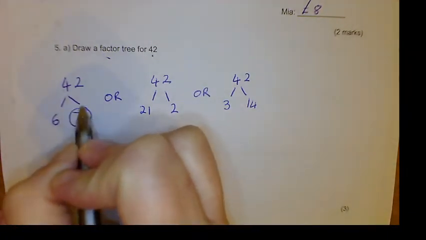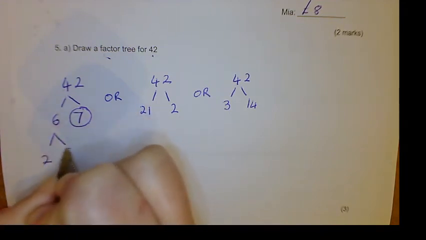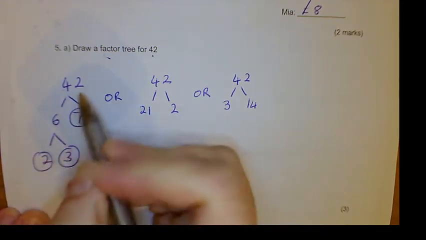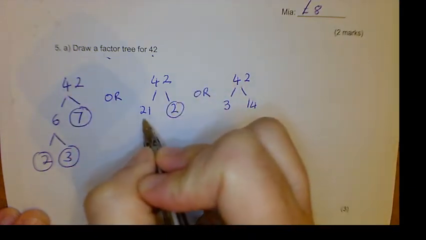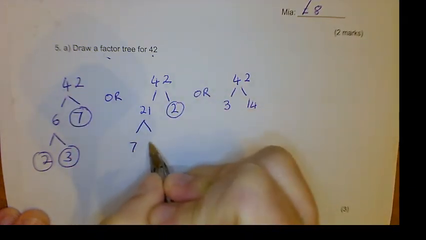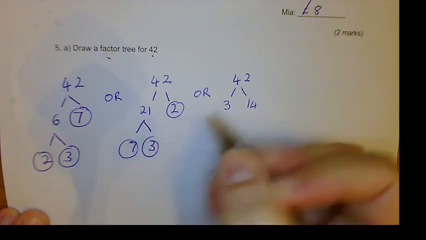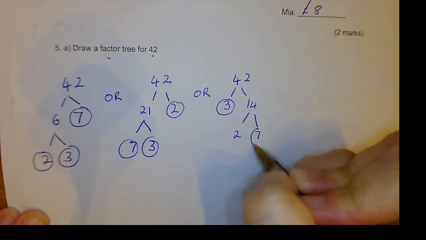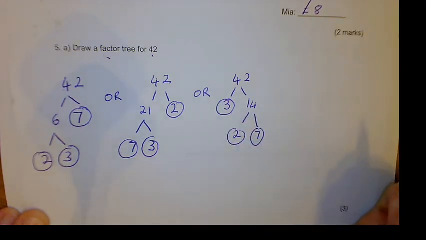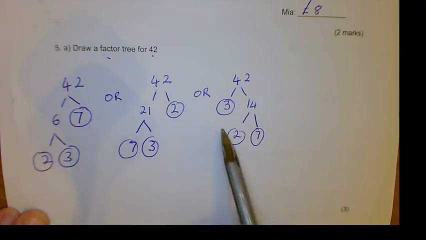7 is a prime number. 6 becomes 2 times 3. So there is a complete answer. 2 is a prime number. 21 is 7 times 3. There's a complete answer. 3 is prime. 14 is 2 times 7. There's a complete answer. Please notice they all have a 7, a 3 and a 2. And that's how you know you're right.